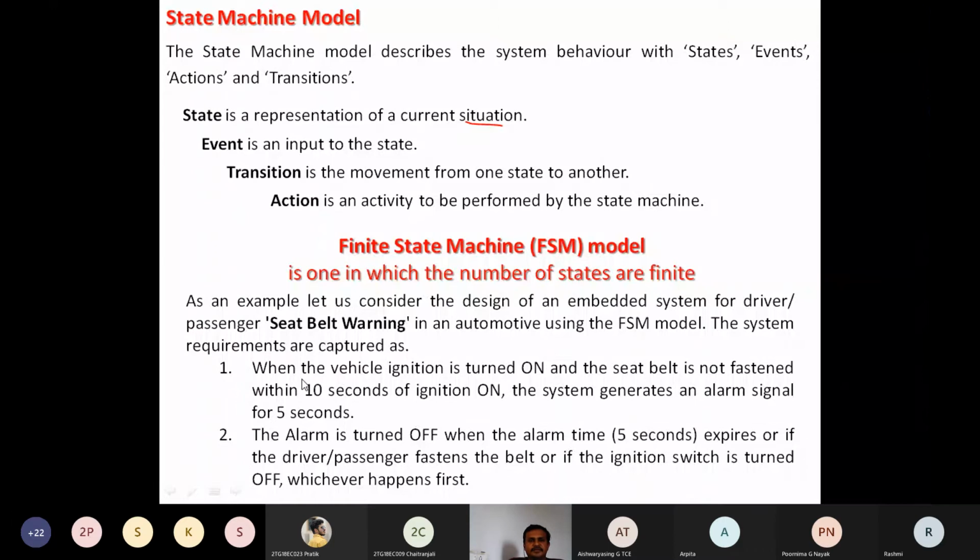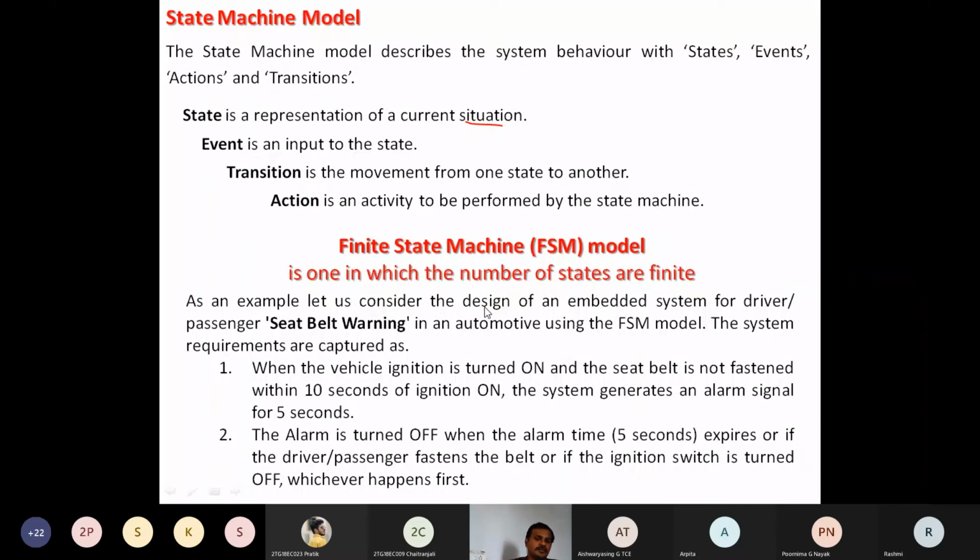Anyone can discuss. It's not that I have to go on explaining and you simply sit and observe. Let us have an interaction. Anyone about a seatbelt warning system?